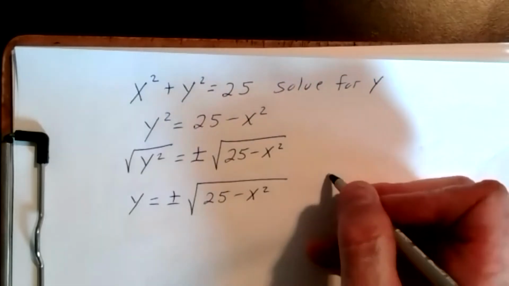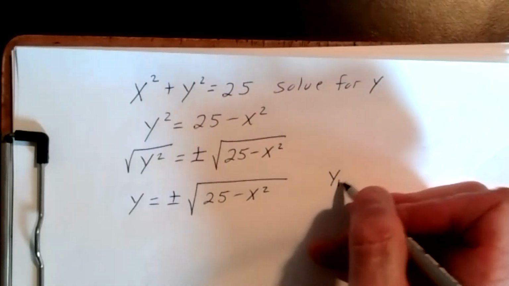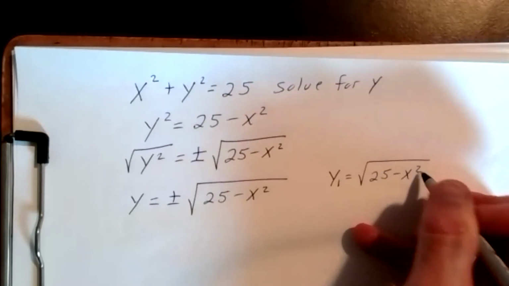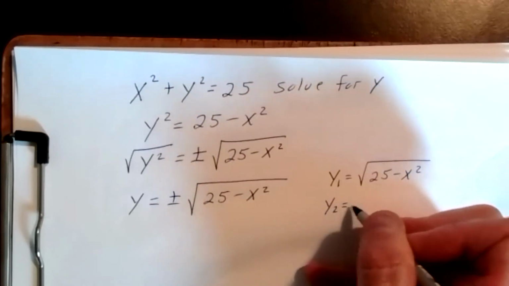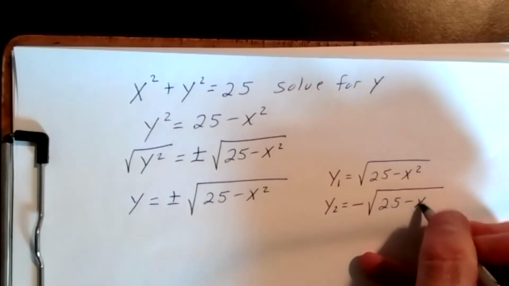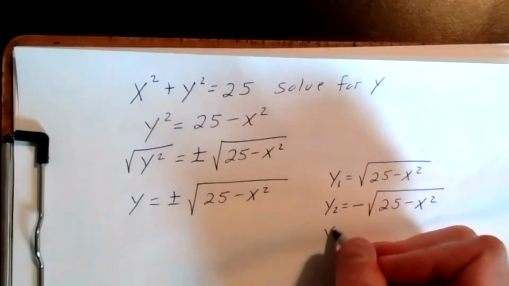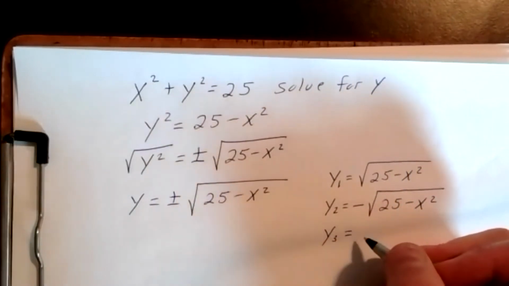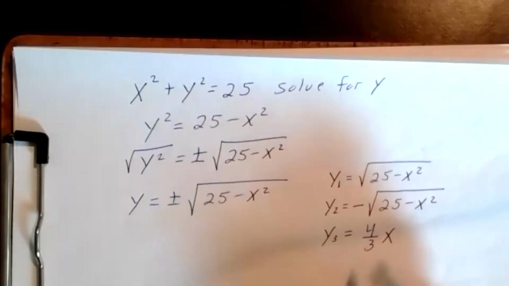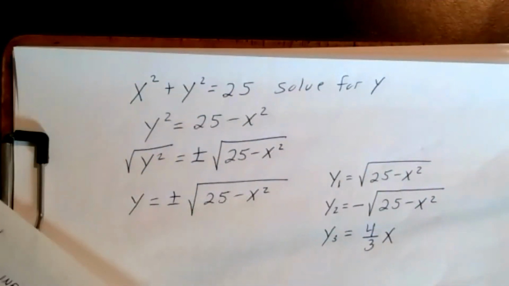On our calculator, ladies and gentlemen, we're going to go to y equals, and we're going to let y1 be equal to the positive square root of 25 minus x squared. And y2 is going to be equal to the negative of the square root of 25 minus x squared. And then y3 will be our linear equation when we solved it for y, which is 4/3 times x. So let's go to our graphing calculator and type all these equations in and graph these two equations. All right.